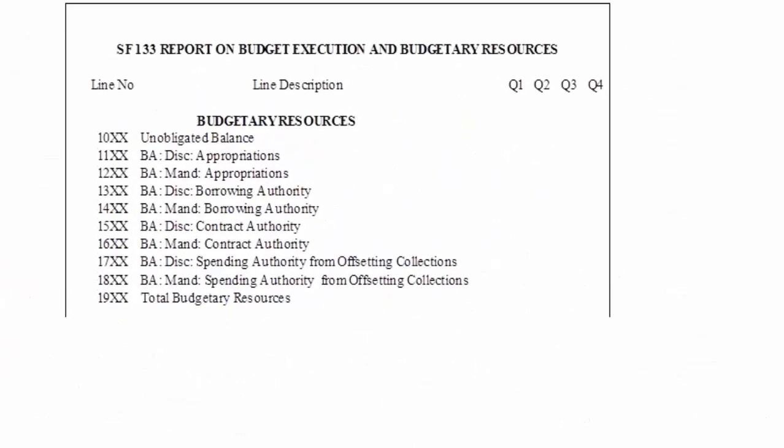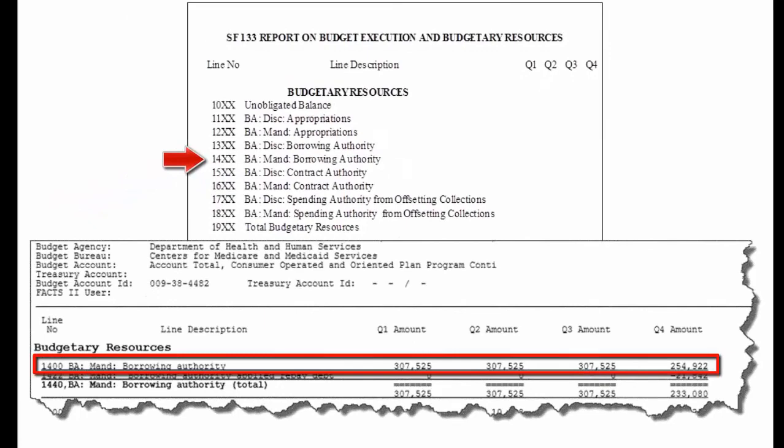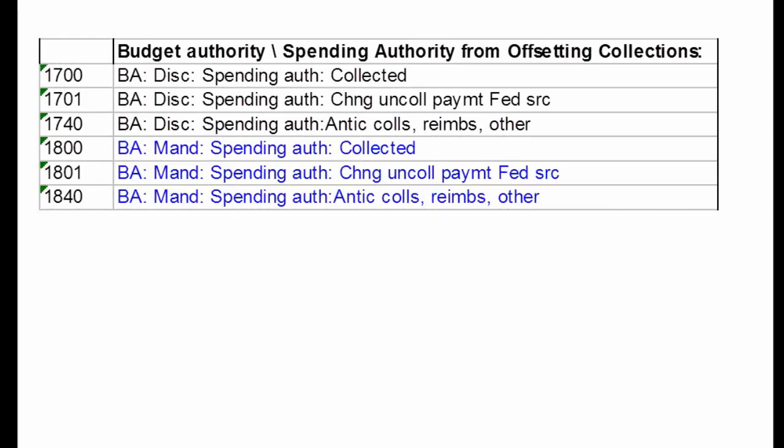HHS SF133s do not have discretionary borrowing authority on line 1300 or discretionary or mandatory contract authority on lines 1500 and 1600. Mandatory borrowing authority in the 1400 lines appears only in CMS in the co-op financing accounts. Here's a sample. But let's look at the 1700 and 1800 lines.